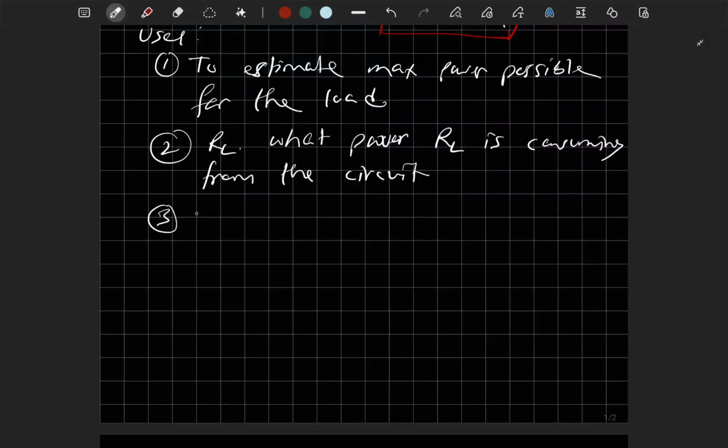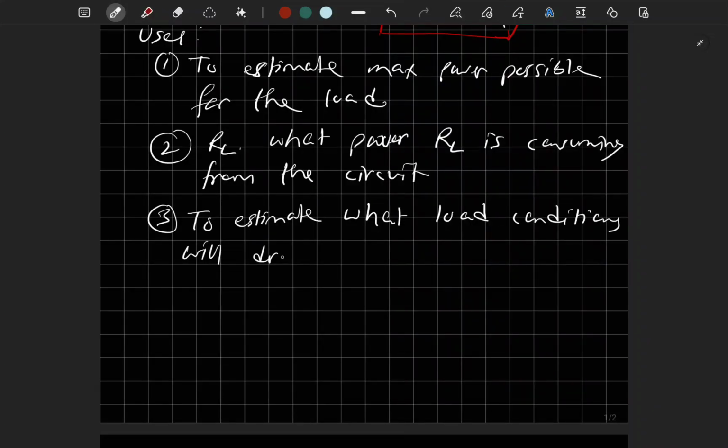Another use is to estimate what load conditions will provide or will draw the max power.